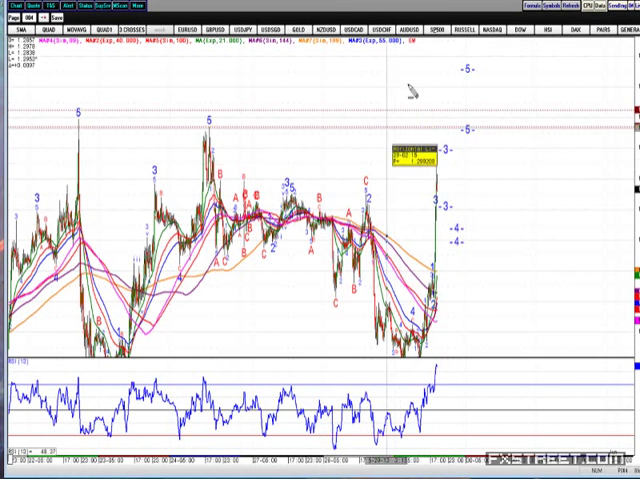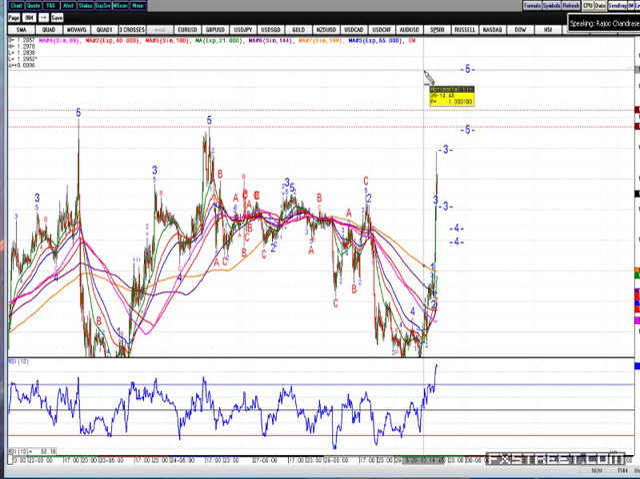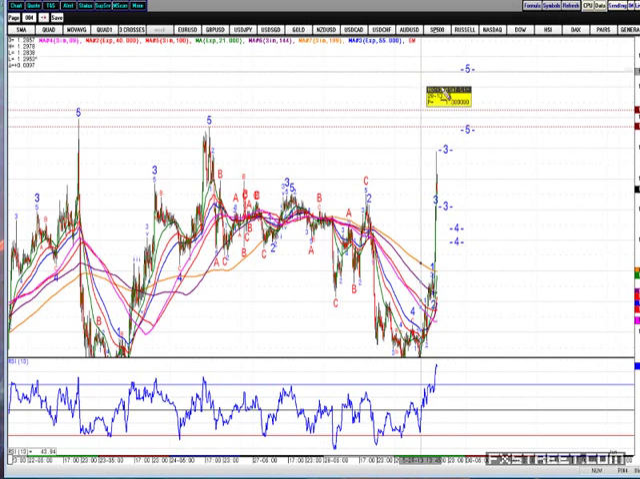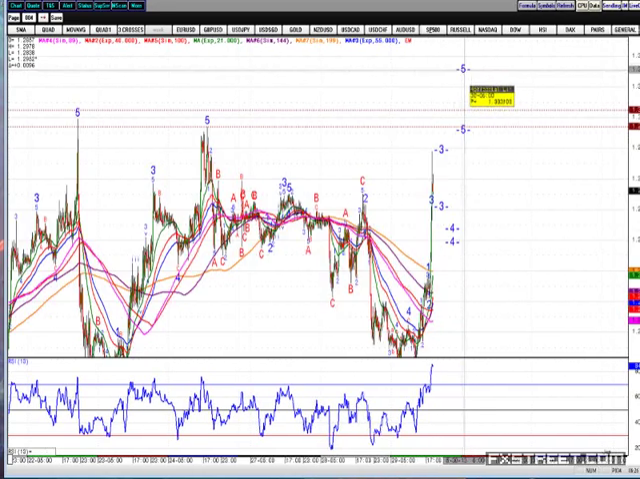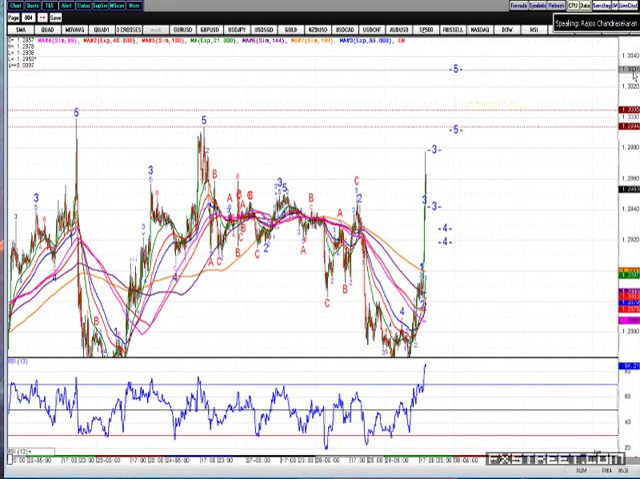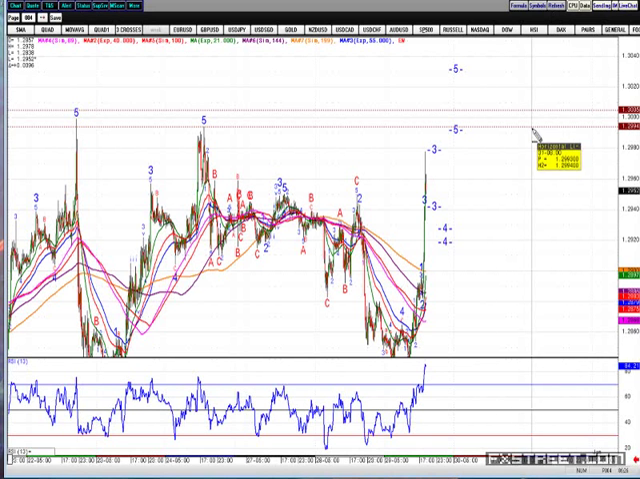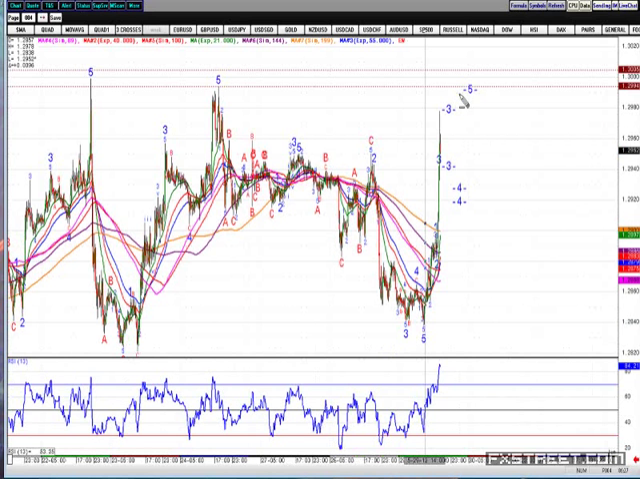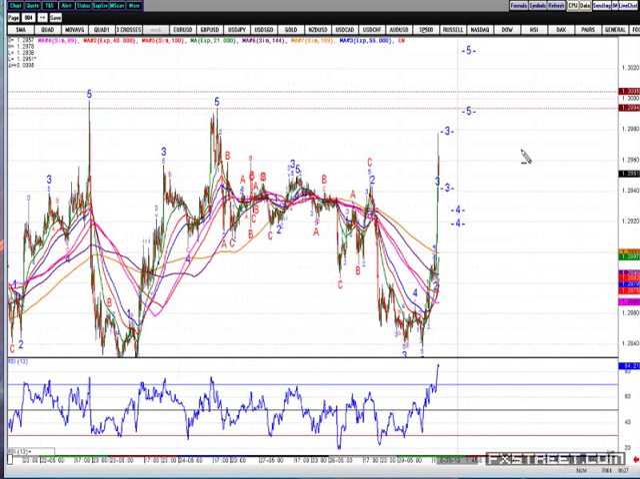Okay, then the next level is 13030. Anyway, take down this note. 13030. Now the market has risen up. These are our price targets: 12995, 13005, and 13030.